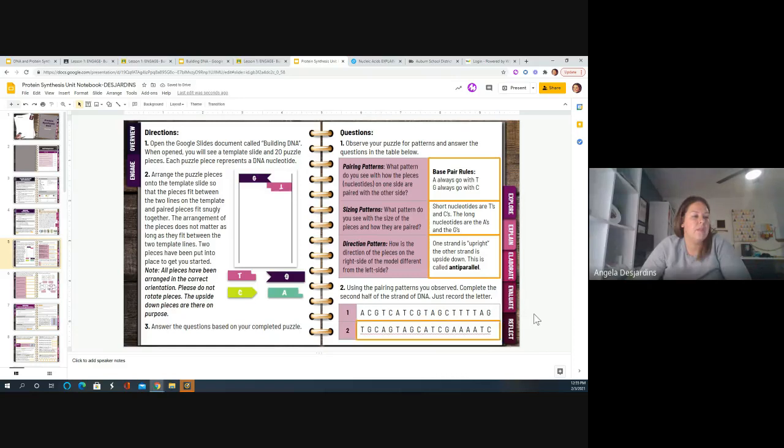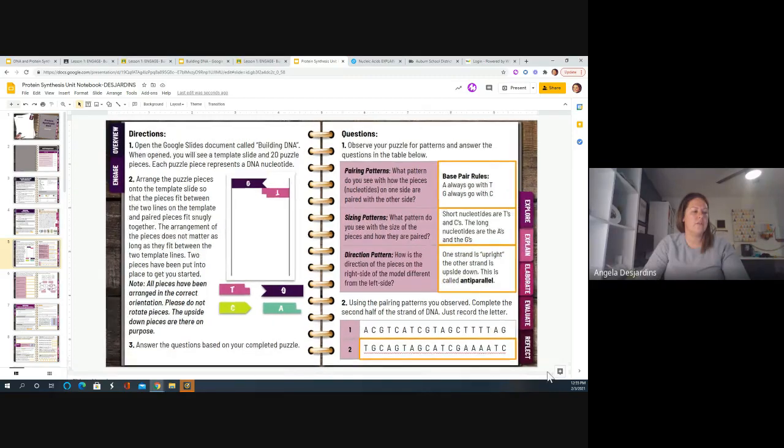Now, this is the really cool thing with your DNA. When you have one strand, we can always determine the opposite, or what we call the complementary strand, because they always go together. I apologize if that is small. I can try to make it a little bit bigger.